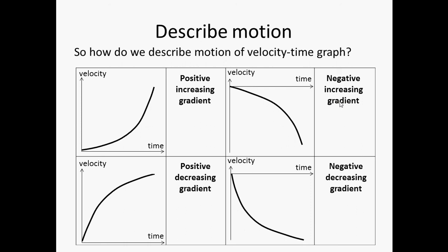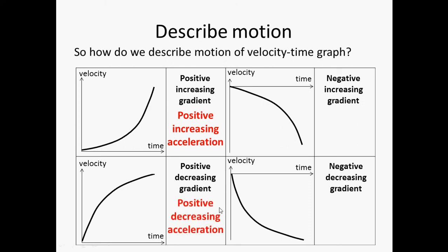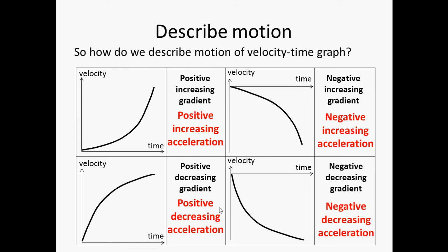Okay, so let's use curves now, and at the same time use a velocity time graph to describe motion. If we are given a velocity time graph, you must remember that the gradient represents the acceleration. Once again, we know that this is a positive increasing gradient, so you just replace the word gradient with acceleration, and you get positive increasing acceleration. The second one is positive decreasing acceleration. The third one is negative increasing acceleration, and the last one is negative decreasing acceleration.